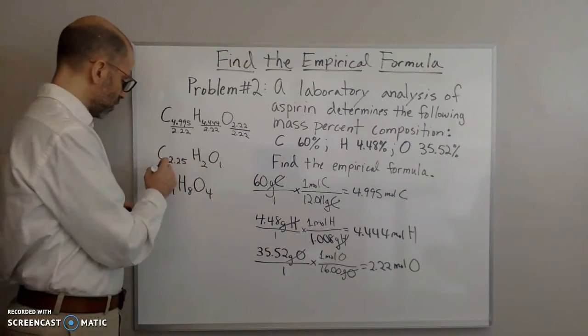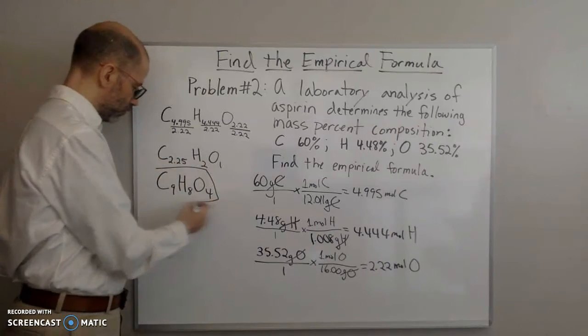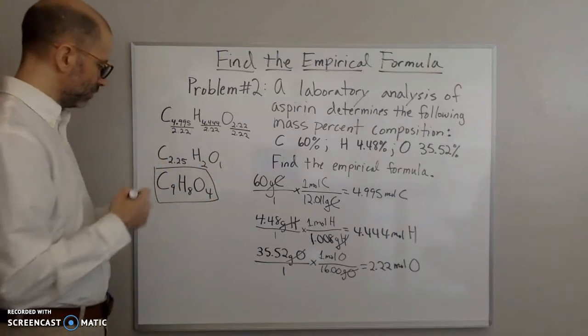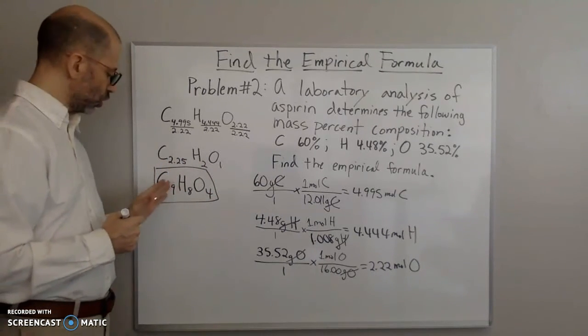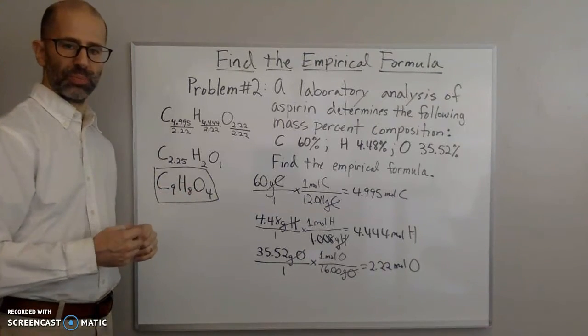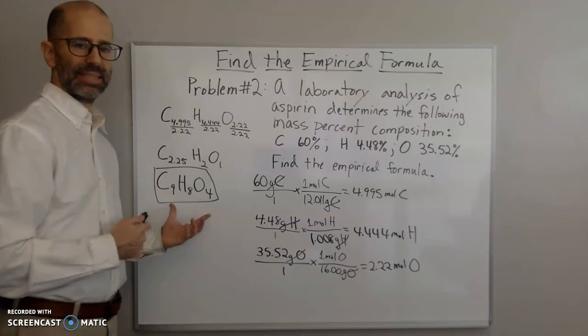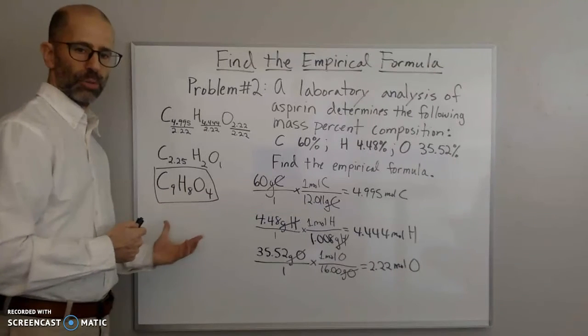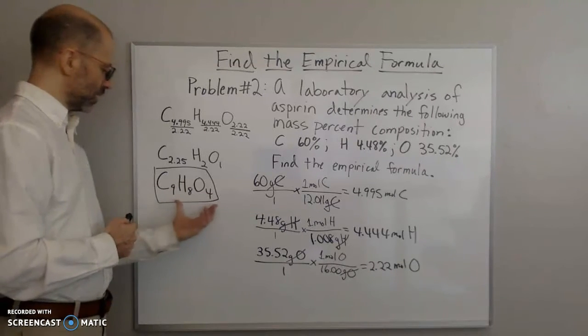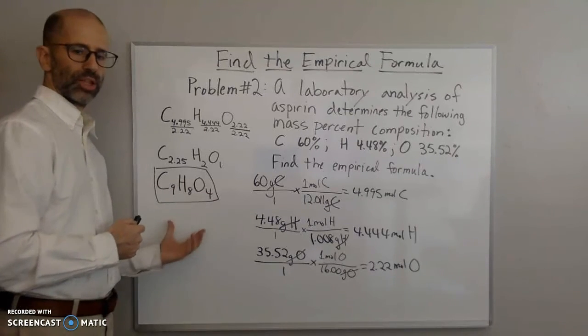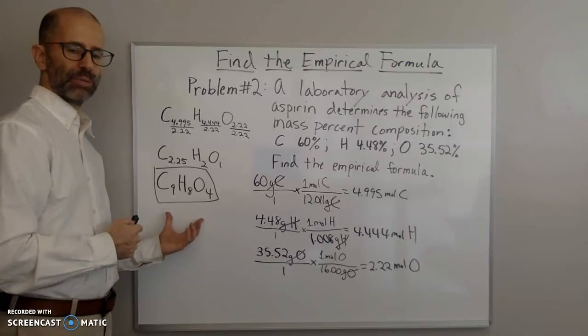And this now is my lowest whole number ratio with regard to the empirical formula. So this is the empirical formula for aspirin. Okay, so the lowest whole number ratio. And now let me remind you that the empirical formula is not the same as the exact molecular formula, so that could be different. But this is the lowest whole number ratio that I can get for aspirin.